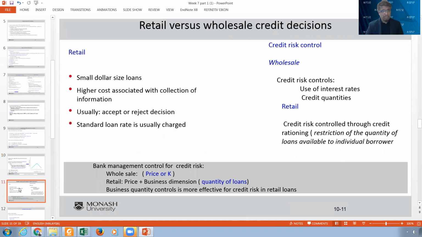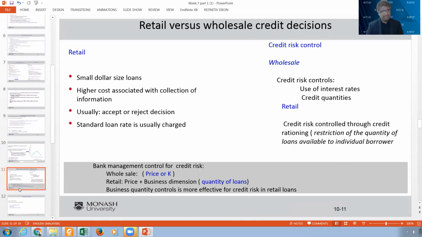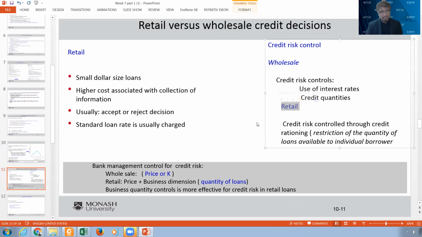Let me go now to, this is just an easy issue. When we try to control the risk, we have two types of customers. We have the wholesale, which is the businesses, and we have the retail, which is the personal. Now, if you want to decrease the credit risk and keep the relationship with the customer, you don't reject them, but for the wholesale, you can use the interest rate. So when they come to take more and more loans, then you increase the interest rate.